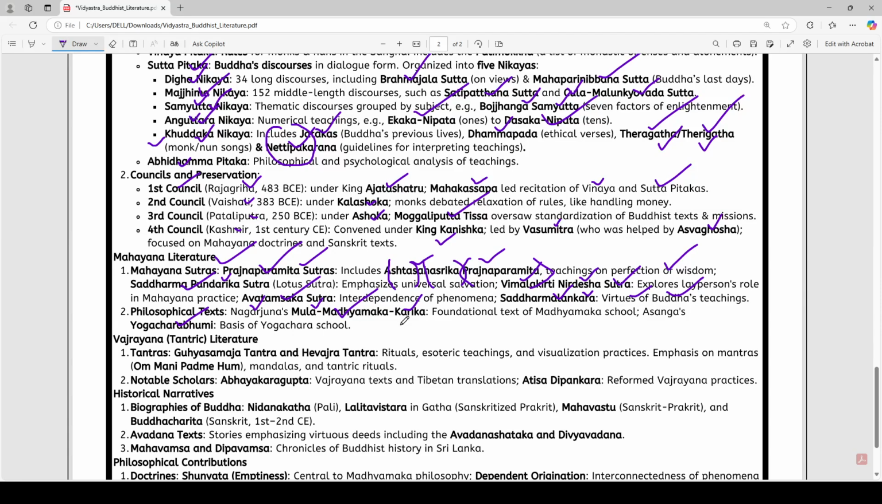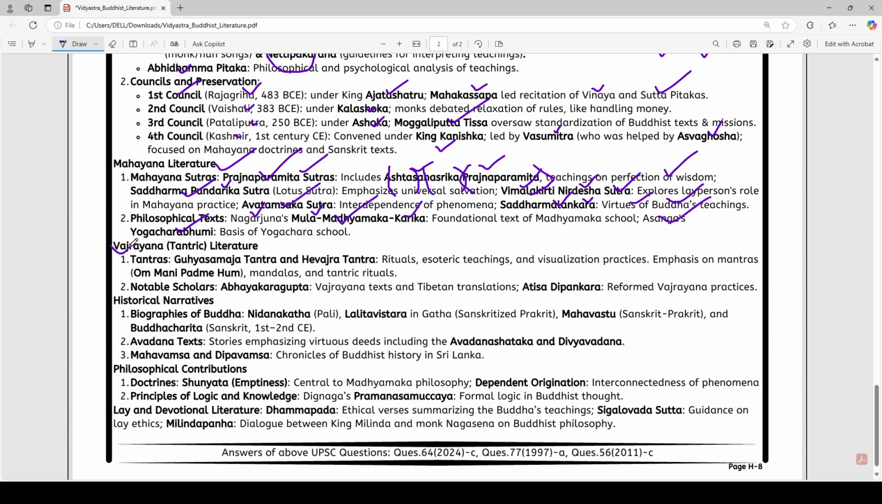means a treatise consisting of the foundational principles of the Madhyamaka school. The Madhyamaka school we already know. Madhyamaka means the middle path. This is a very important philosophy of Buddhism. Then there is Asanga's Yogacara. Yogacara means the principles of yoga. Okay. Next, another important school, Vajrayana.